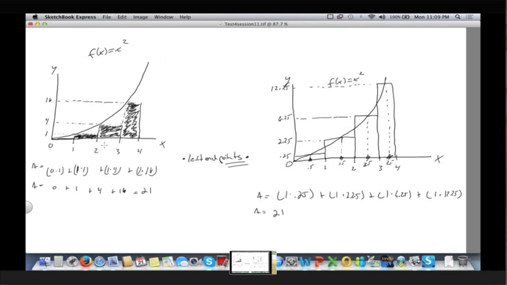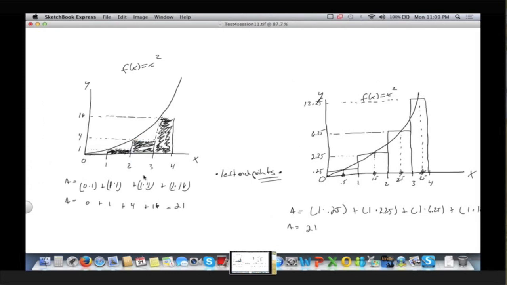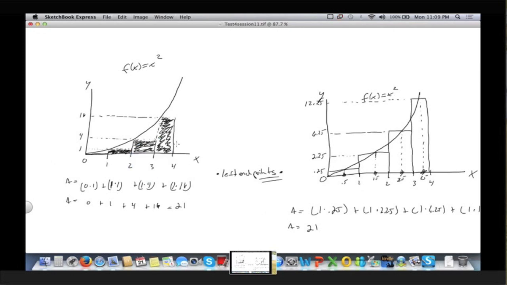Okay, that didn't make any sense. Let's go back to the previous case. Point to the fourth rectangle in the left endpoint approach. Right, yeah, here. What's its height? Its height is 16.